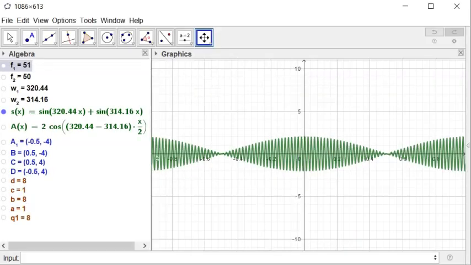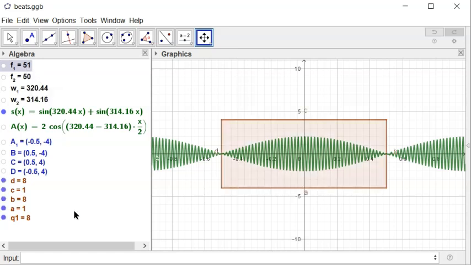I'm going to open up GeoGebra here. This is the graph of sine of omega 1 t plus sine of omega 2 t, and I'm using 51 hertz and 50 hertz. This is a 1 second window. So you can see that you have one bump, one beat.